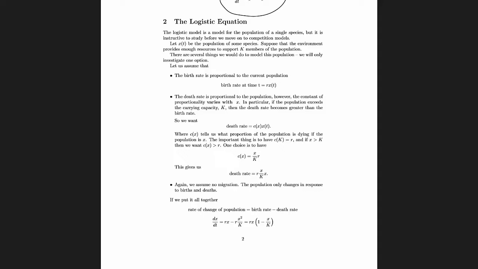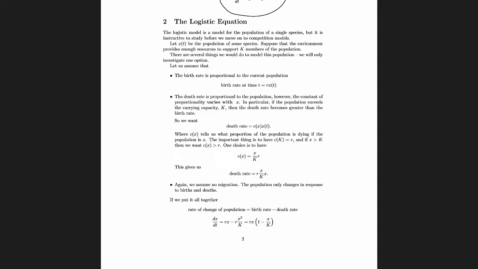Let's talk about another kind of equation, the logistic equation. This is a model for just one single species. It's just the population of a single species, but it's instructive to talk about this before we talk about competition models. So let's just let x of t be the population of some species. Maybe it's rabbits out in the woods. I don't know. And you'll notice that the woods can't handle an infinite number of rabbits, right?